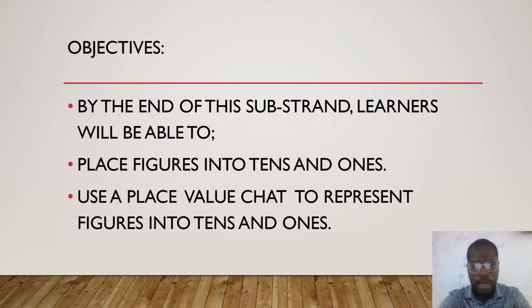Our objectives for today are: by the end of this sub-strand, learners will be able to place figures into tens and ones, then use a place value chart to represent figures into tens and ones. So these are our basic objectives for the day. By the end of this lesson, you should be able to place figures into tens and ones and use a place value chart to represent figures into tens and ones.